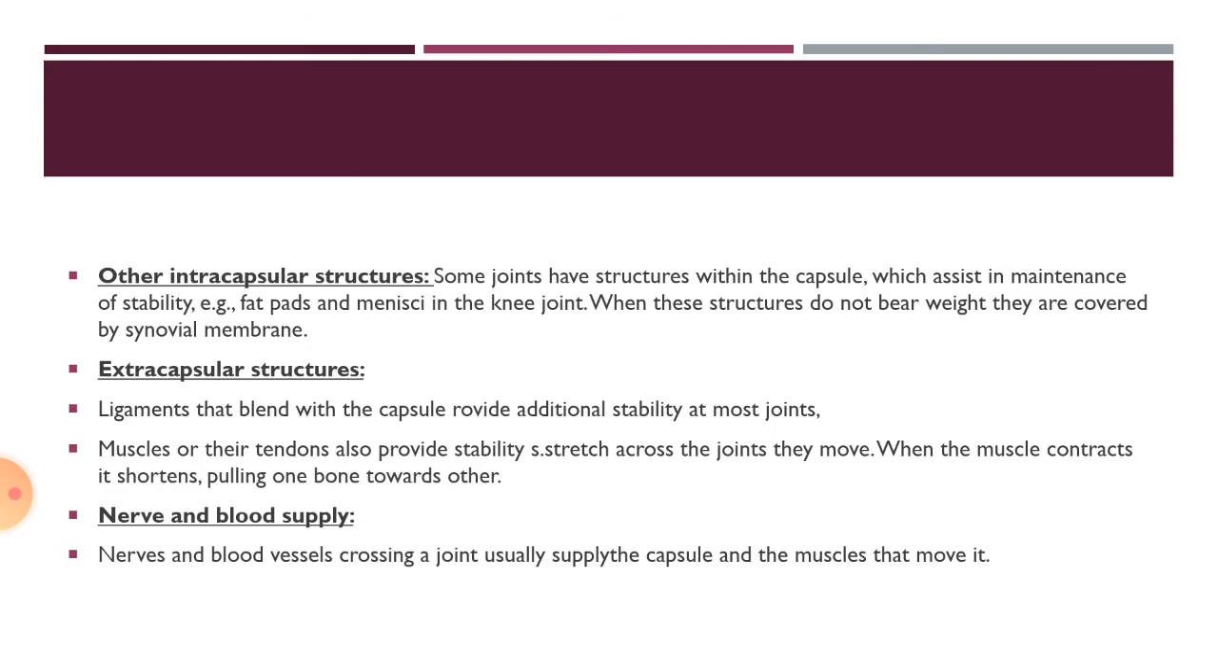Nerve and blood supply. Nerves and blood vessels crossing a joint usually supply the capsule and the muscles that move it. So the blood supply or the nerves that supply the joint will supply the capsule and muscles of the joint also.